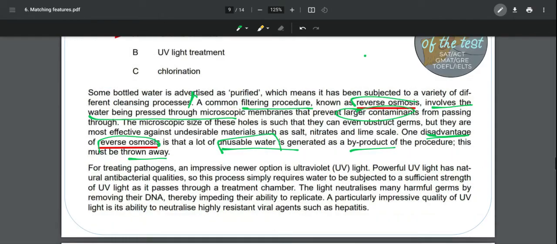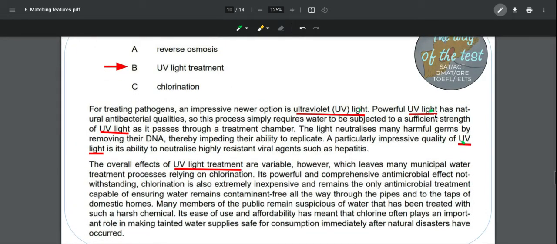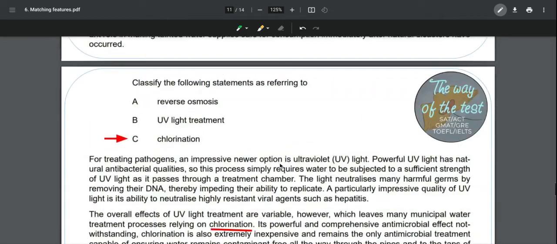Let's see if it says anything about bacteria. Well, it does say something about germs, but it doesn't say anything about bacteria not being able to reproduce. Okay, then we go to the next one, UV light treatment. Again, this is what it says. It has natural antibacterial qualities. And then it says that it passes through a treatment chamber and neutralizes the germs, removing their DNA, and so on and so forth. And then we go to the text.